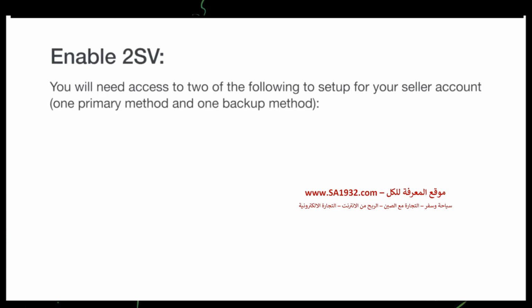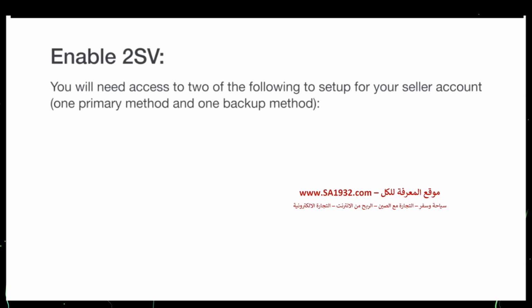For now, we'll focus on how to enable it for your Amazon account, which will protect both your buyer and seller accounts. Since 2SV requires a way to receive a temporary code, you'll need access to two of the following to set it up for your seller account. One will be the primary method where you will typically receive codes, and one will be the backup just in case you don't have access to the primary device anymore.